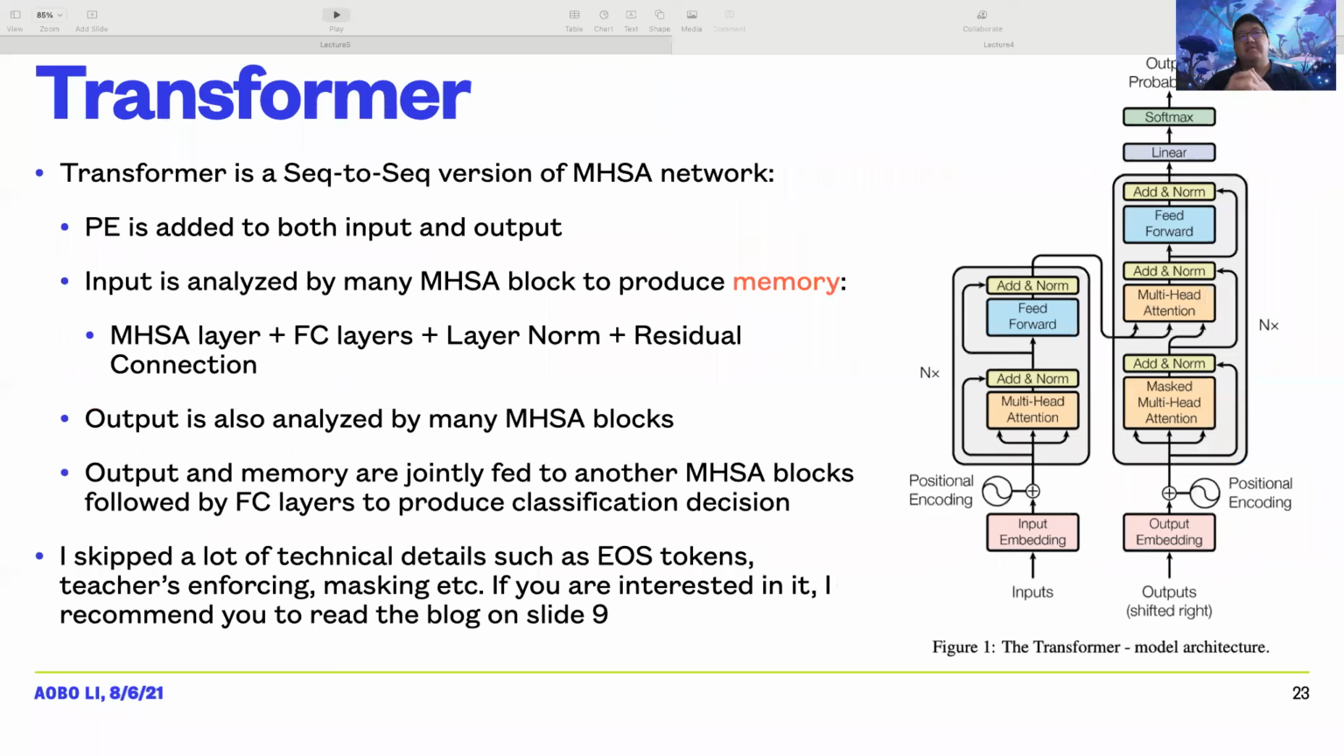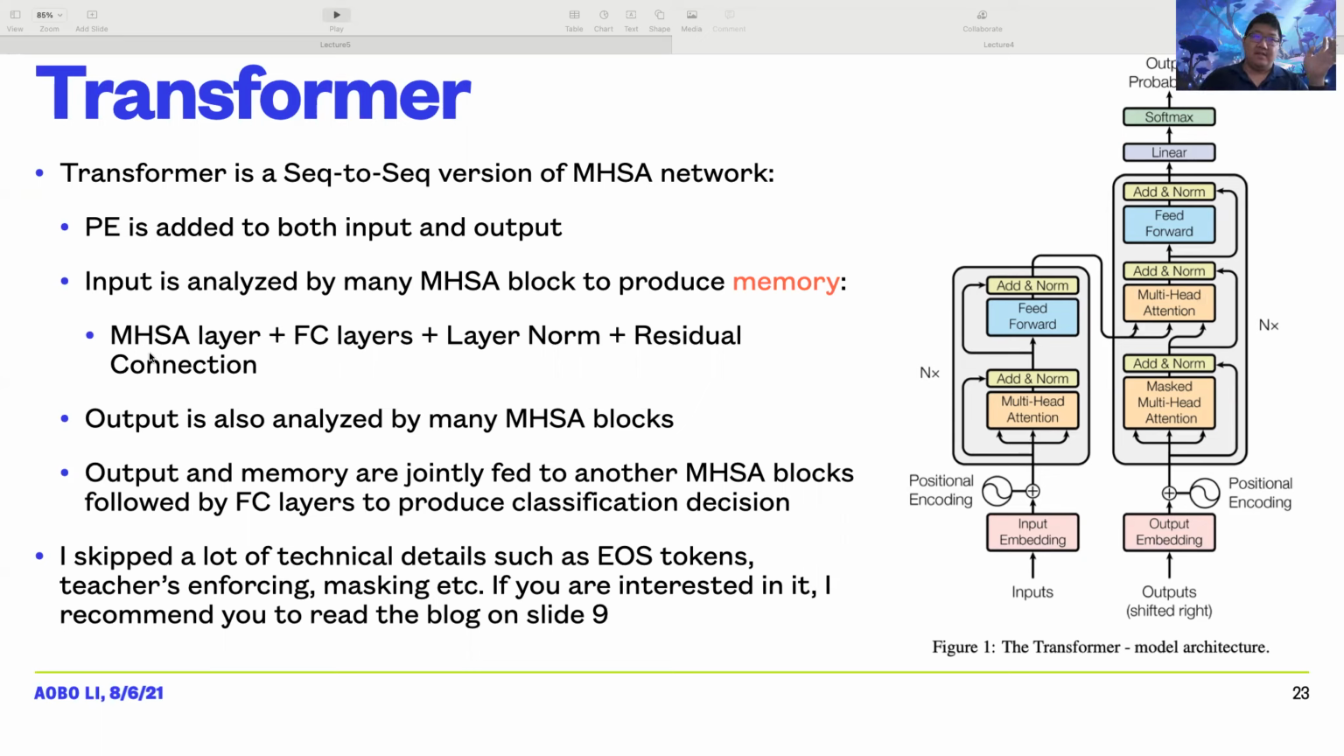Okay, finally, we will be able to introduce what we call the transformer. So transformer is basically a sequence to sequence version of the multi-head self-attention network. So let's go through the structure of this network. First we have the inputs, which undergo some kind of embedding that we talked about. And then we add positional encoding to the inputs. And then we feed it into many multi-head self-attention blocks to produce what we call the memory, as we showed in the last slides.